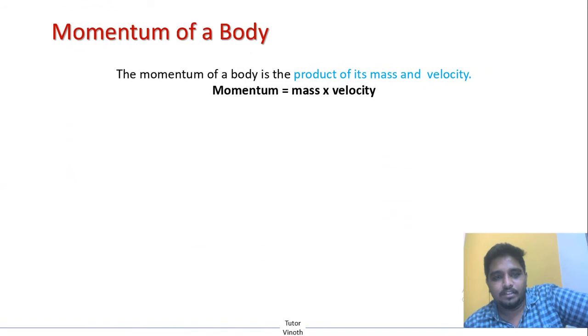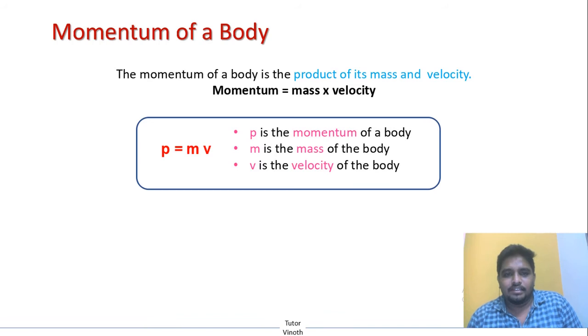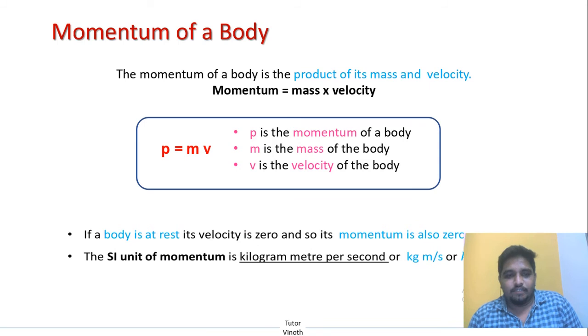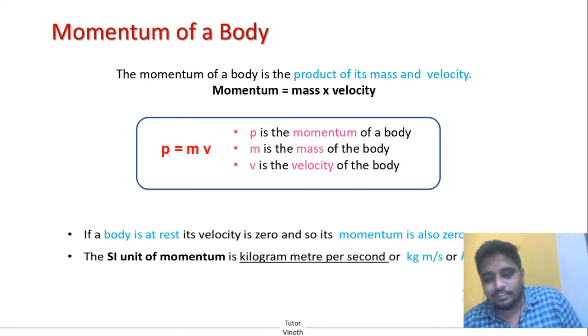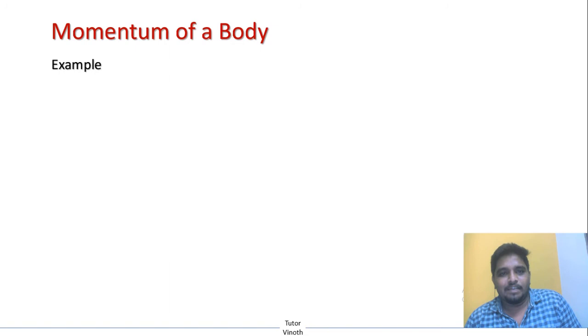Momentum of a body. The momentum of a body is the product of its mass and velocity. This is one of the formulas, please note it down. Momentum: P is the momentum of a body, m is the mass of the body, v is the velocity of the body. Next, if a body is at rest, its velocity is 0, so its momentum is also 0. The SI unit of momentum is kilogram meter per second. This is also the SI unit of momentum.